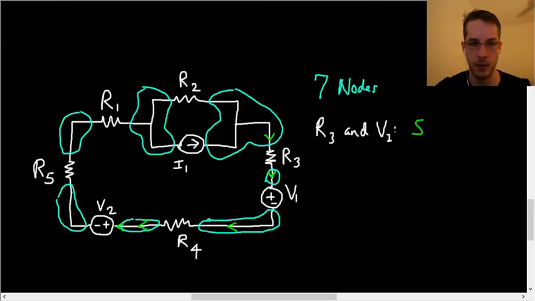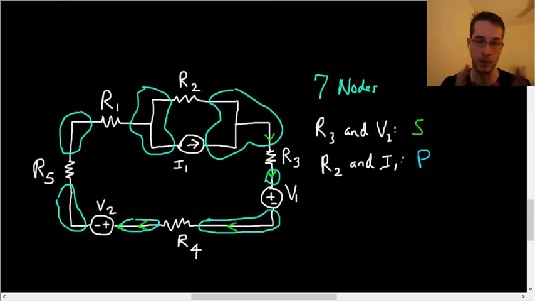So what about, let's do R2 and I1. You can probably guess that they're going to be in parallel, and you're right. It's not because they're drawn visually parallel to each other, it's because they share two nodes in common, the one on the left and also the one on the right. So right here, and also right here.